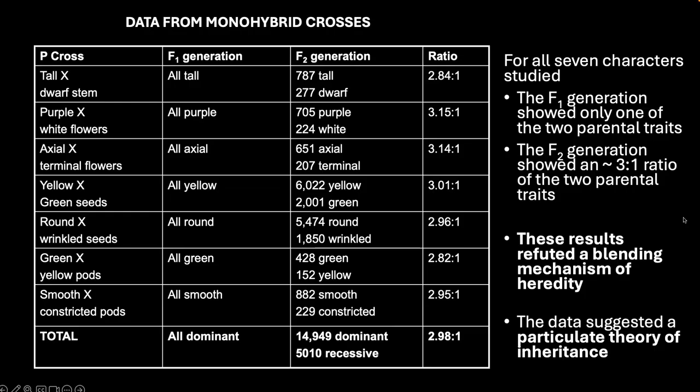So in the 7 characters that Mendel investigated in this way, he saw the same pattern each time. The F1 generation yielded all one phenotype, which was the dominant one, and the F2 generation showed a consistent 3-to-1 ratio of dominant to recessive phenotypes for each character. These results clearly refuted the blending hypothesis and supported the particulate theory of inheritance. Before we progress, take a second to appreciate the awesome replication in these studies and just how consistent the ratios he observed in the F2 generation were.